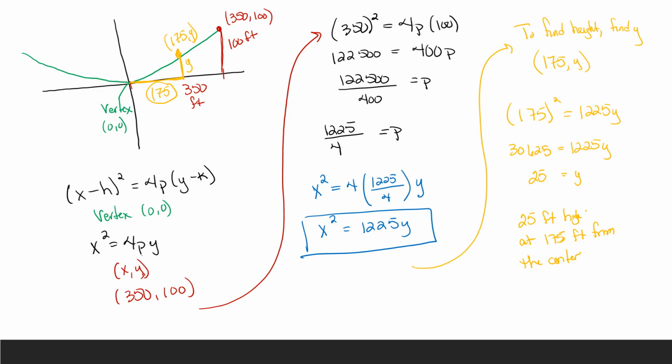Cool? Awesome. I'm just curious. Did any of you think that that would have been 50 feet high? And if you said yes, I can understand why you would have thought that. Because some of you are thinking, well, 175 is half of 350. And if 350 feet across is 100 feet high, then shouldn't half of it be 50 feet high? Well, no, not really, because you're talking about a parabola.